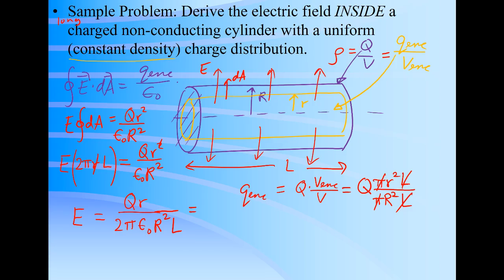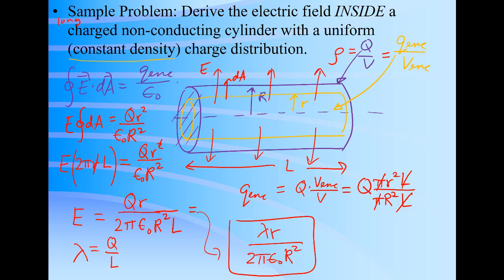And the last thing that we can do, if we want, is invent a linear charge density, and that's just the way that we can write Q over L. So we could write this as lambda little r over 2 pi epsilon naught big R squared. And it turns out that when little r is greater than or equal to big R, this reduces to what we found for a line of charge. And so it works exactly the same way.